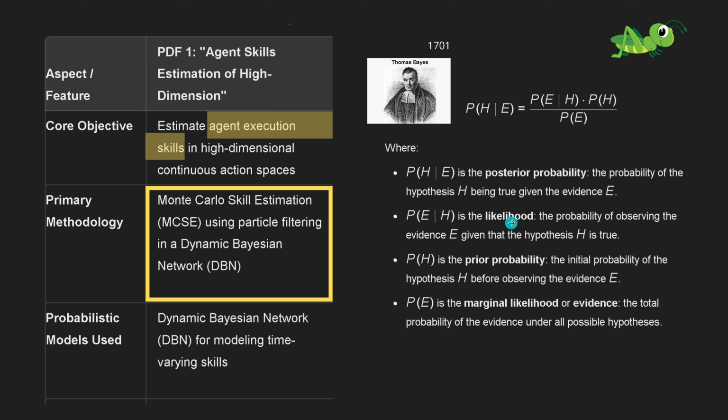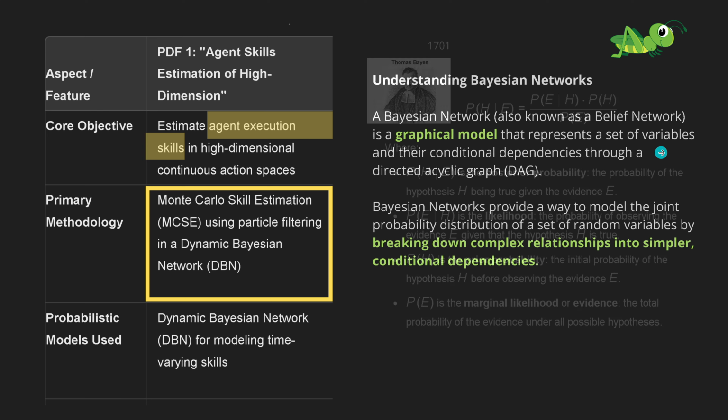And then we have here the likelihood, which is simply the probability of observing the evidence given that the hypothesis H is true, we have the prior probability. This is the initial probability of the hypothesis H before observing now the evidence, the fact E. And then we have the marginal likelihood, or the evidence as we call it, the total probability of the evidence under all possible hypotheses. So 300-year-old idea of probabilistic. Isn't this beautiful for my green grasshoppers?